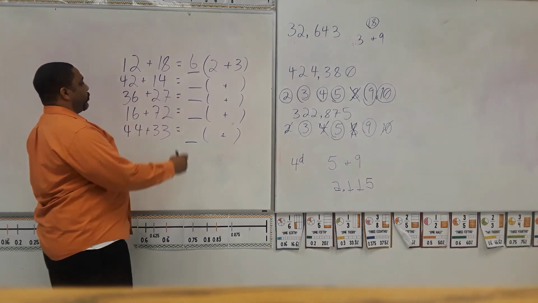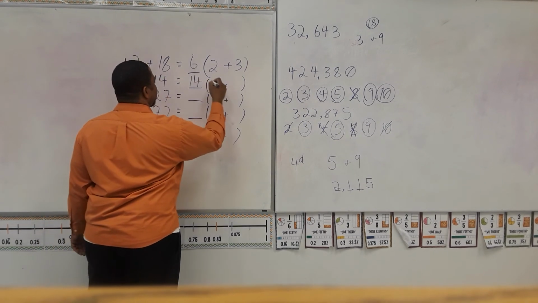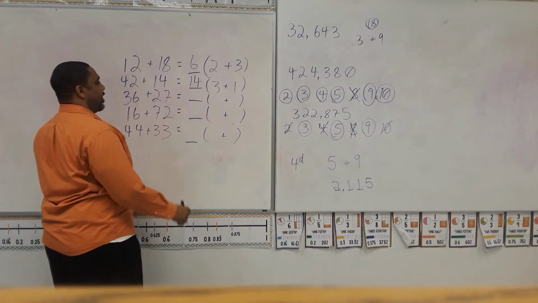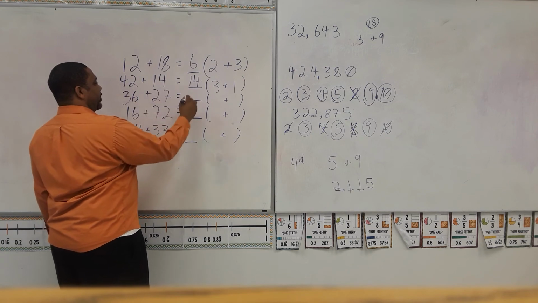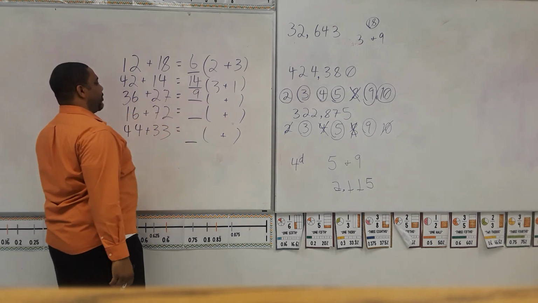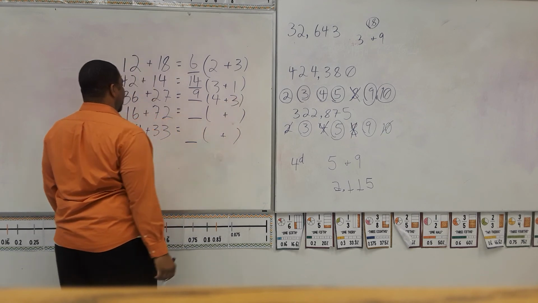We got 42 plus 14, greatest common factor is going to be 14. 14 goes into 42 3 times, 14 goes into 14 1 time. So we got 14 times 3 plus 1. 36 and 27, 9 is going to be our greatest common factor. 9 goes into 36 4 times and into 27 3 times.